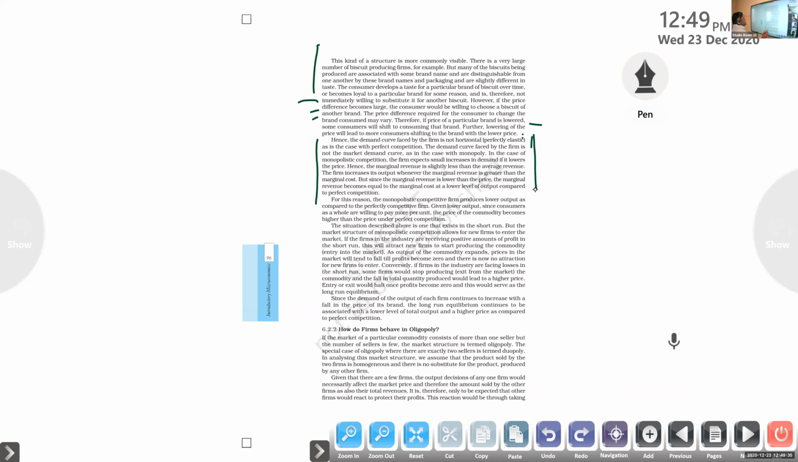The situation described above is one that exists in the short run, but the market structure of monopolistic competition allows new firms to enter the market. If the firms in the industry are receiving a positive amount of profit in the short run, this will attract new firms to start producing the commodity and enter into the market. So, in the monopolistic competitive condition, if firms are creating more profit, it will attract other firms also, right? Other firms also will enter into the market. They also will start production.